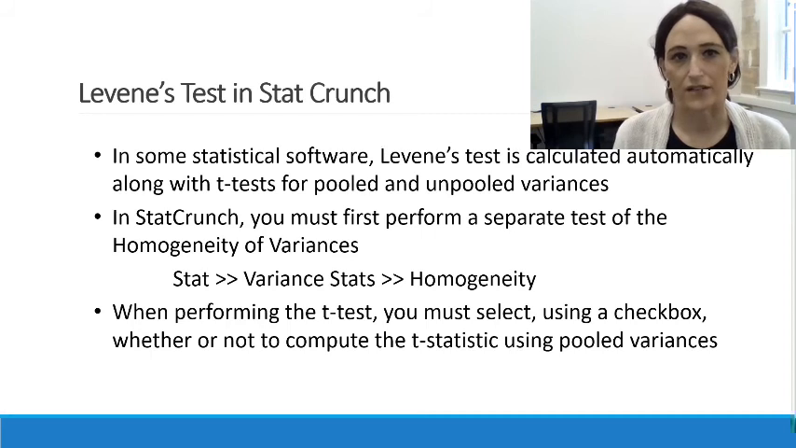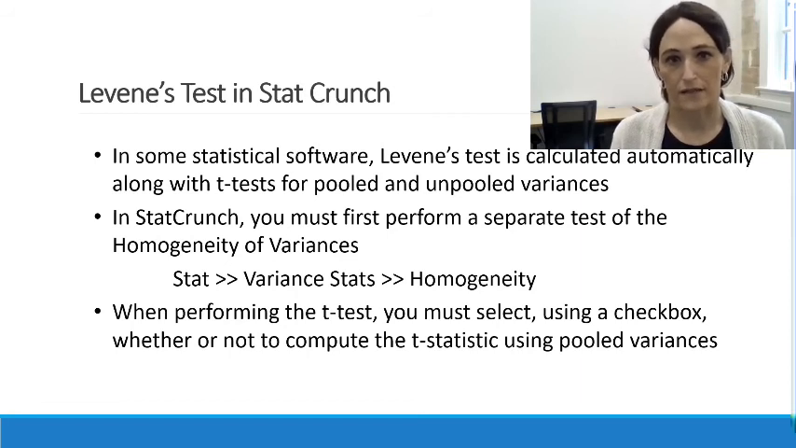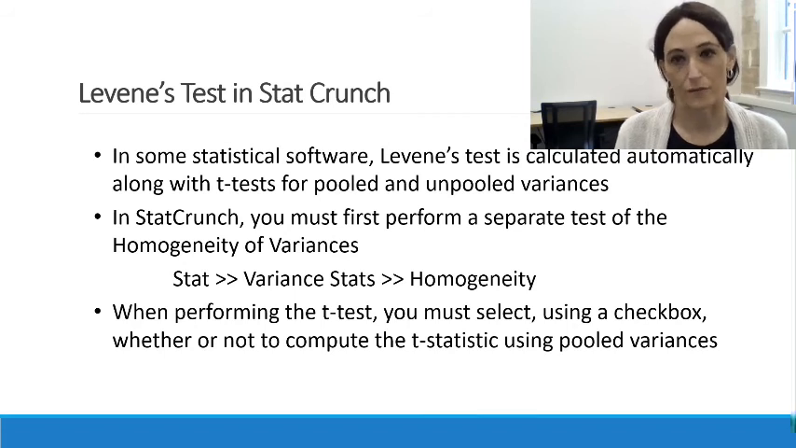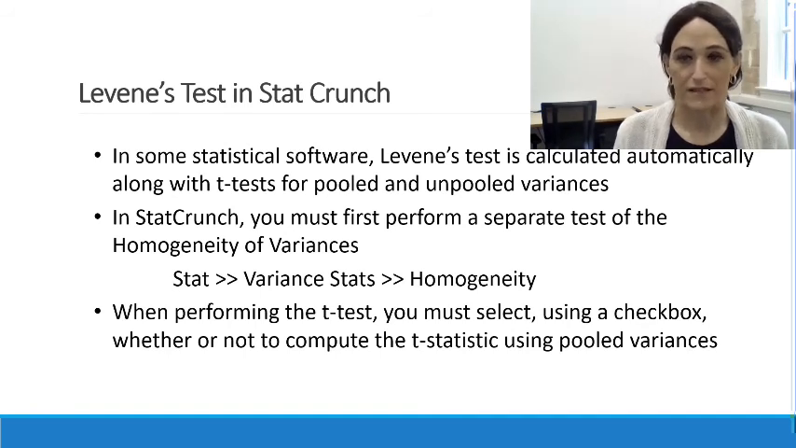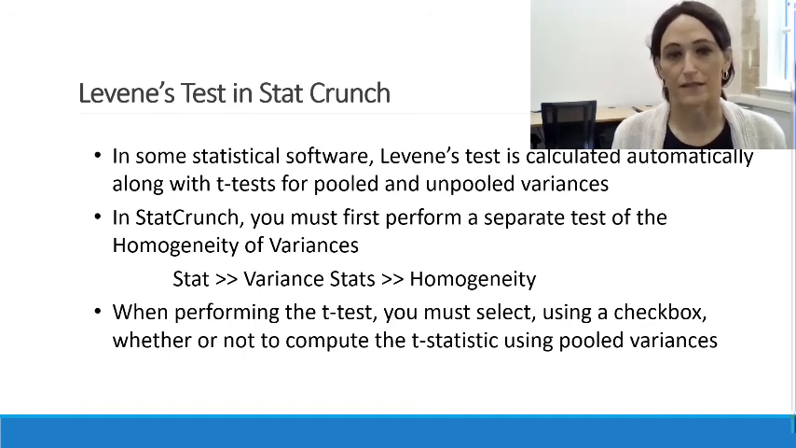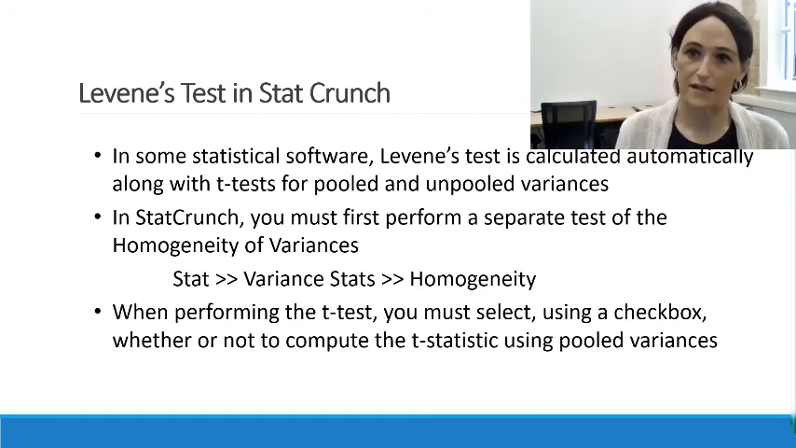Levene's test in StatCrunch, you actually have to perform that as a separate test prior to doing the t-test. So you would use the Stat tab, Variance Stats, Homogeneity test, to test this assumption of equal variance. If it is equal variance, then you can check the box when you perform the t-test that yes, they are equal, use the pooled variances. Otherwise, you would unselect the box and say no, the variances are unequal.